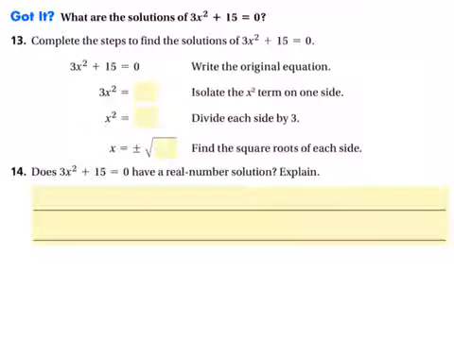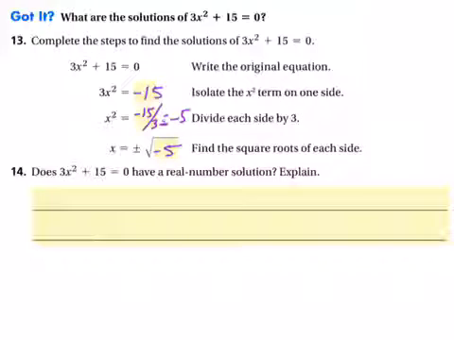First, write the original equation. Subtract 15 from both sides to isolate the x squared term. Get the x squared by itself, so we're going to divide both sides by 3. And then find the square root to determine the solution. So does 3x squared plus 15 equals 0 have a real number solution? No, the square root of a negative number is not a real number.